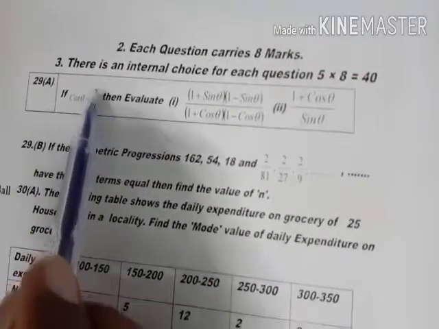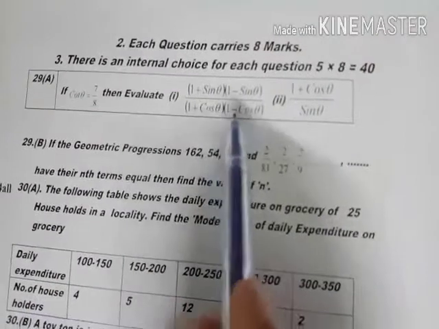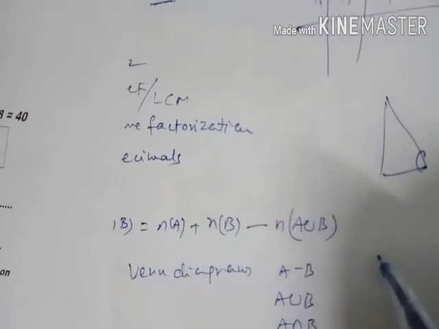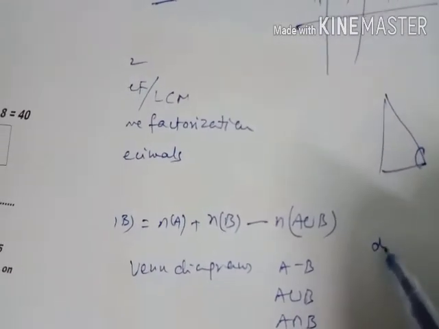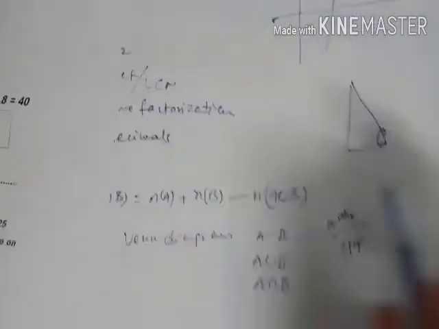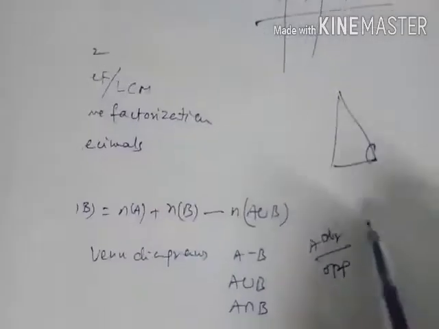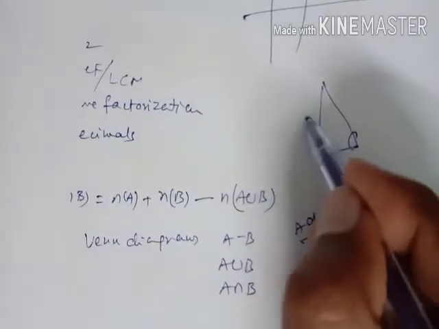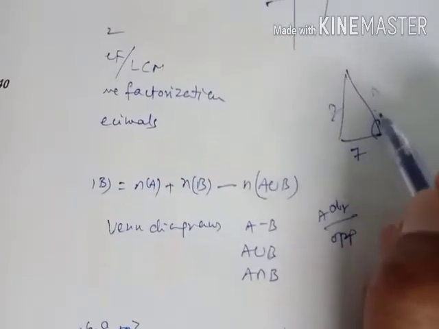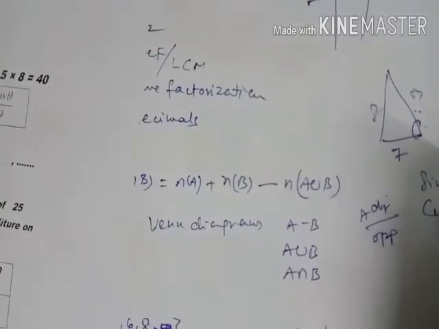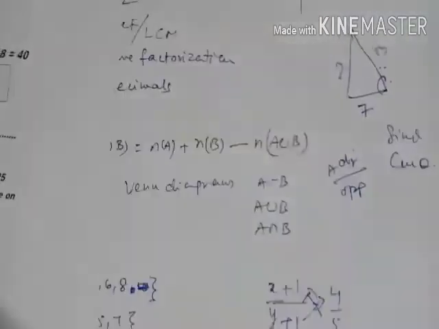So cot theta is 7 by 8, evaluate the value. Cot means adjacent by opposite. The given value is 7 by 8, so adjacent 7, opposite 8. By using the Pythagoras theorem we can calculate the value. Then we will get the sin theta and cos theta values. Now substitute the values in the given equations, and we will get the value.